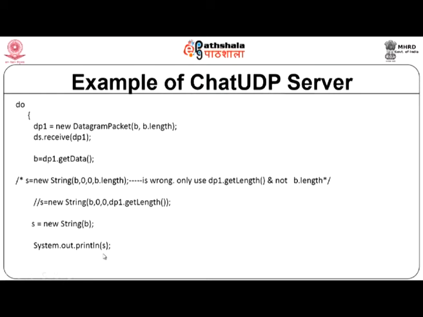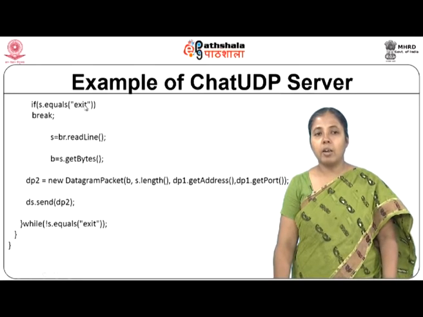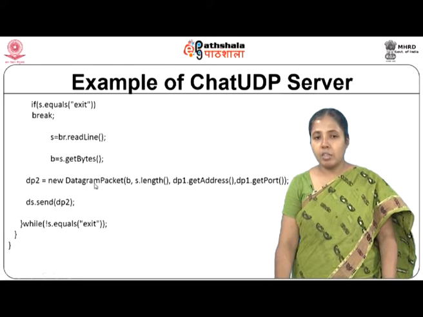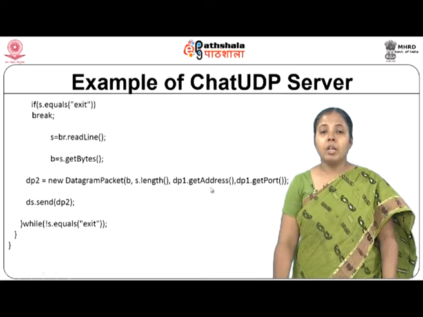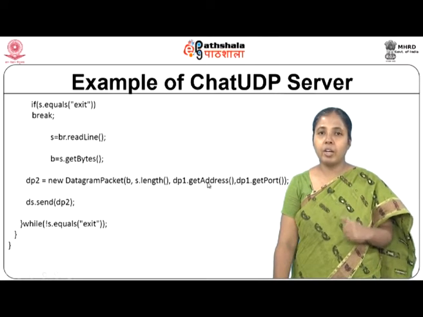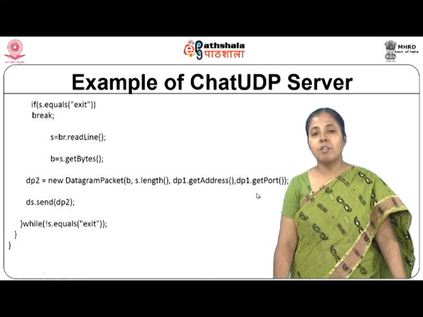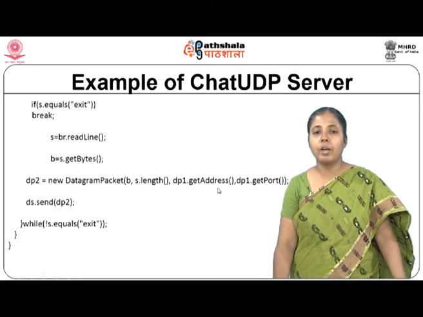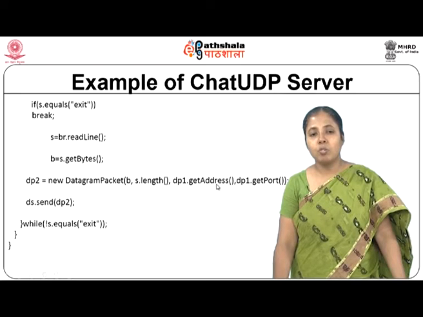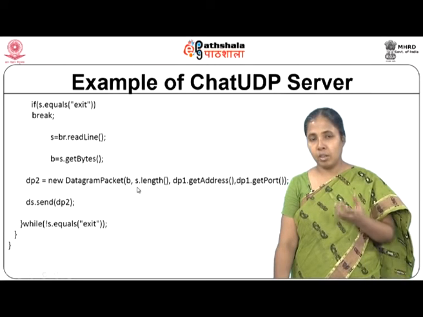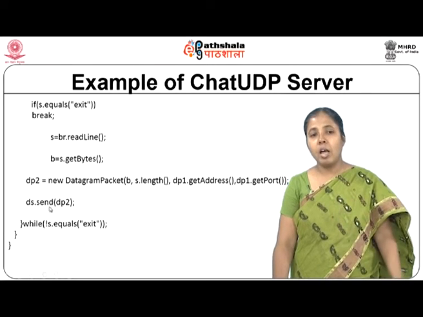This is what is happening. The client is first initiating by sending a datagram packet to the server, and the server is receiving the datagram packet and putting it on the screen. In turn, the server is now constructing another datagram packet by getting the address from the received datagram packet. The received datagram packet is DP1. From DP1 it gets the address, and from DP1 it gets the port, using the methods called getAddress and getPort. Using these methods, you construct a datagram packet in the server, and the server is sending this DP2, datagram packet 2.